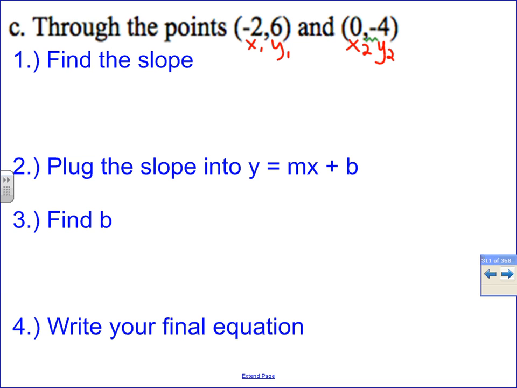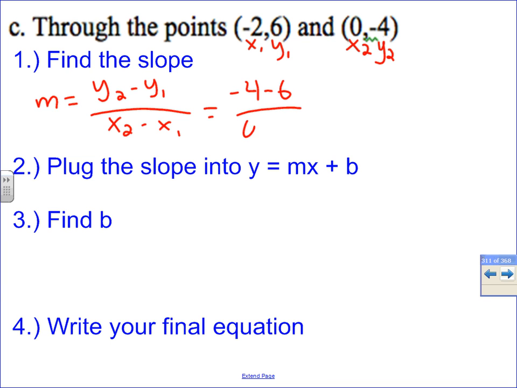Okay, here's how you do it. Using the slope formula, we have to find the slope: y2 minus y1 over x2 minus x1. So plug them in. We have -4 minus 6 over 0 minus -2. -4 minus 6, Alyssa, is what? Good. Emma M, 0 minus -2 is what? Good. Positive 2. So that reduces to -5 over 1, or just -5. So that's step 1. Find the slope.